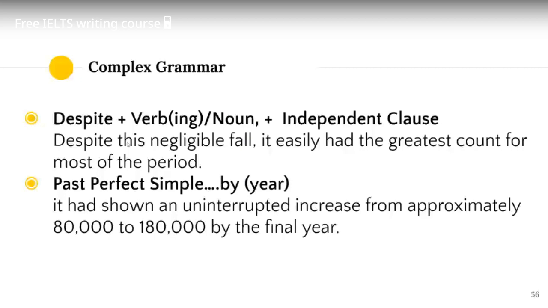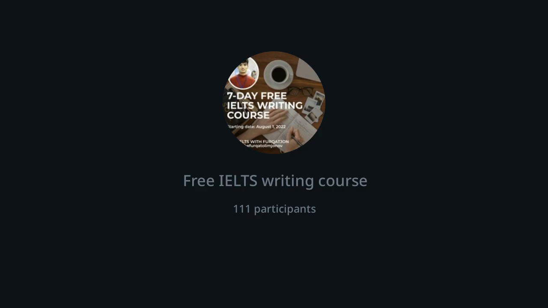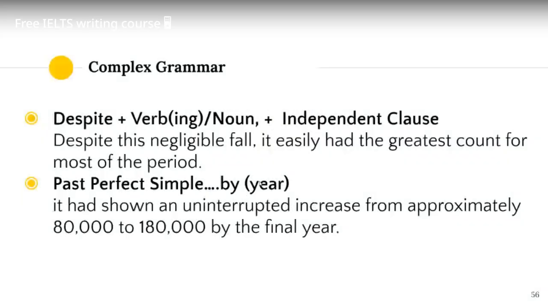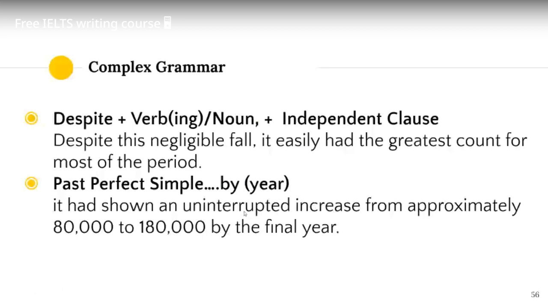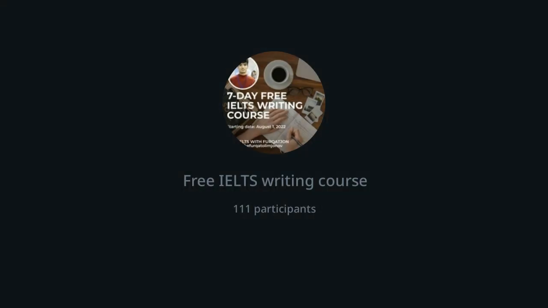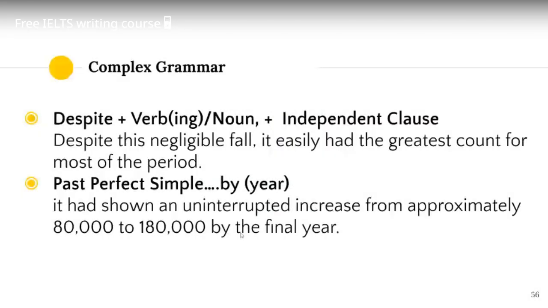And one more grammar point is past perfect simple, by year. Whenever you include by plus year, you can use past perfect simple because it happened before that year. For example, it had shown an uninterrupted increase from approximately 80,000 to 180,000 by the final year. So since we have by and year, we can use past perfect simple.